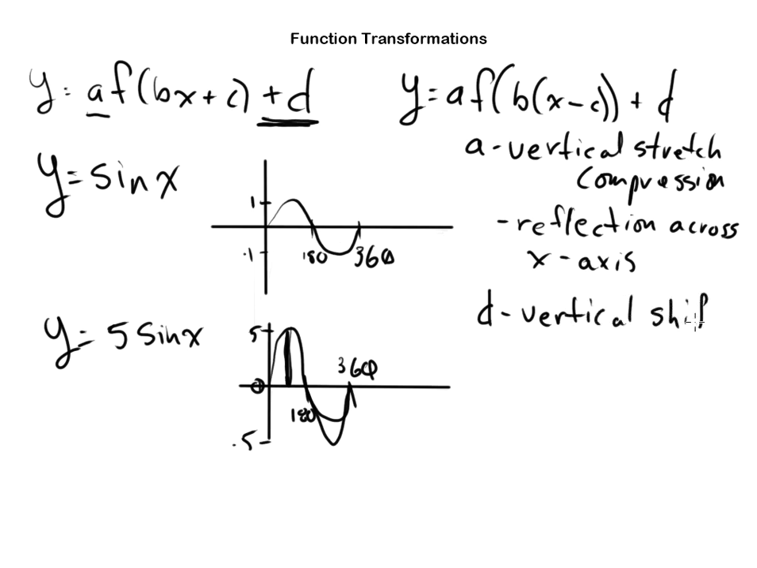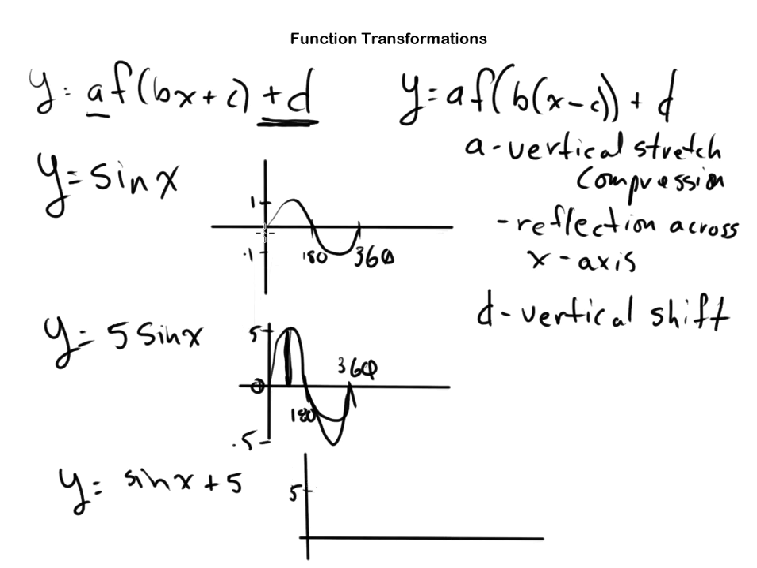All it does is it takes the whole function and it moves it up or down exactly D spaces. So if we did a really quick y equals the sine of x, instead of being 5 sine of x, we do sine of x plus 5, what it's going to end up looking like is I'm going to just draw it like this, and I'm going to think, all right, so now it's going to be shifted up 5.